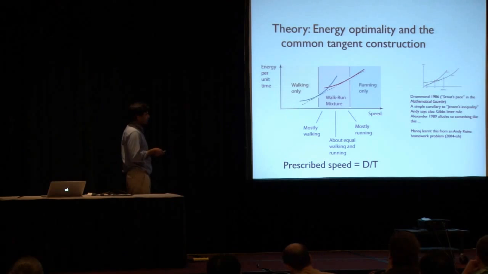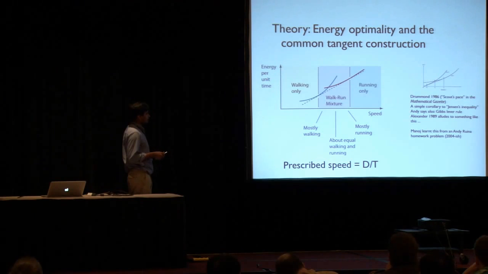Below that point, if the choice is between walking and running, what you should do is just walk. Above this point, what you should do is just run, and in between these two limits, what you should do is a mixture of walking and running. That's what this theory predicts. I don't know how old this result is, sort of mathematically.